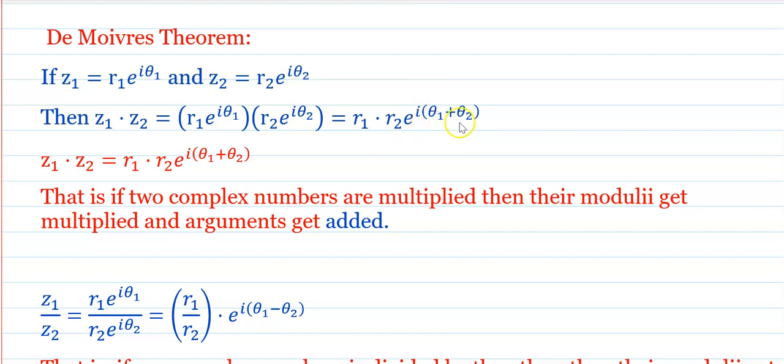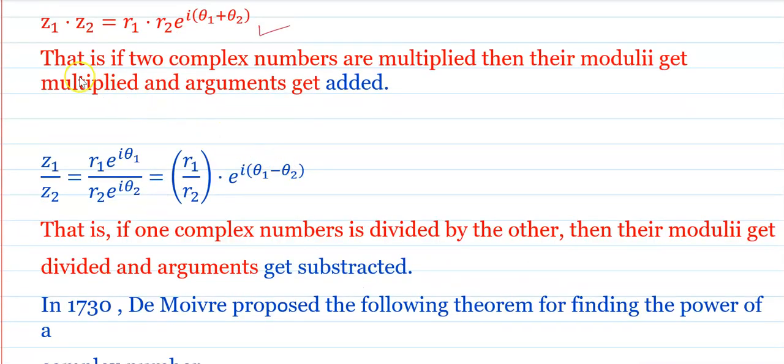दोघांमध्ये मल्टिप्लिकेशन म्हणून त्यांच्या पॉवरची ॲडिशन होणार. R1 into R2 into e raised to i (theta 1 plus theta 2). Okay, this is the product of the two complex numbers in the exponential form. That is, if two complex numbers are multiplied, then their moduli get multiplied. Moduli means what? R1 and R2, these are moduli, and their arguments get added, means theta 1 plus theta 2.